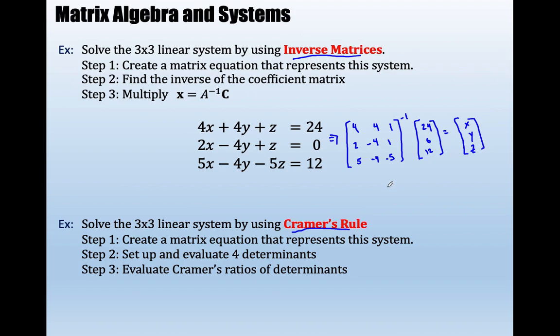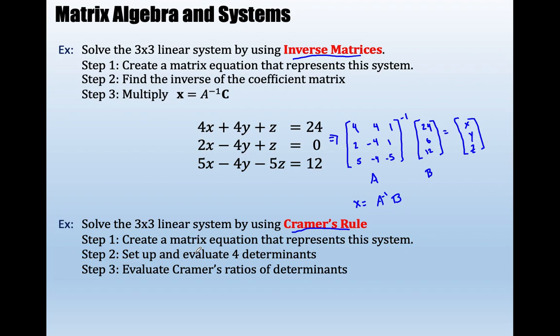Okay, so you just need to go into your calculator, create this 3 by 3 matrix, put that in A, put the constants in matrix B, and then type on your calculator A inverse times B. Those are the variables that you're looking for.